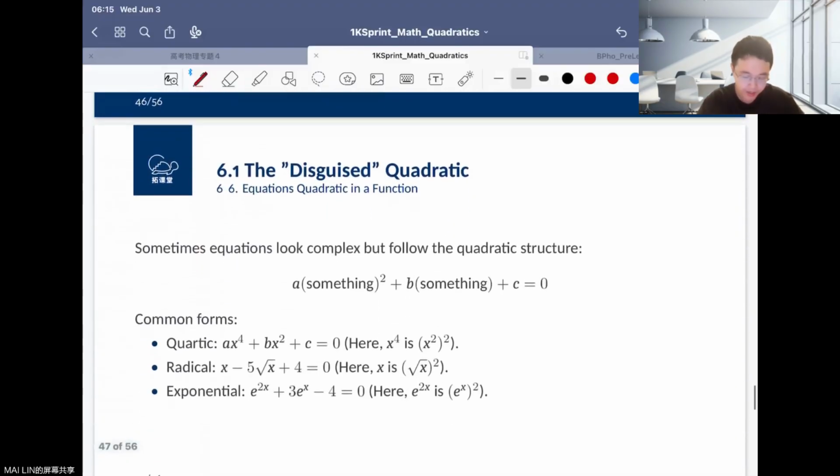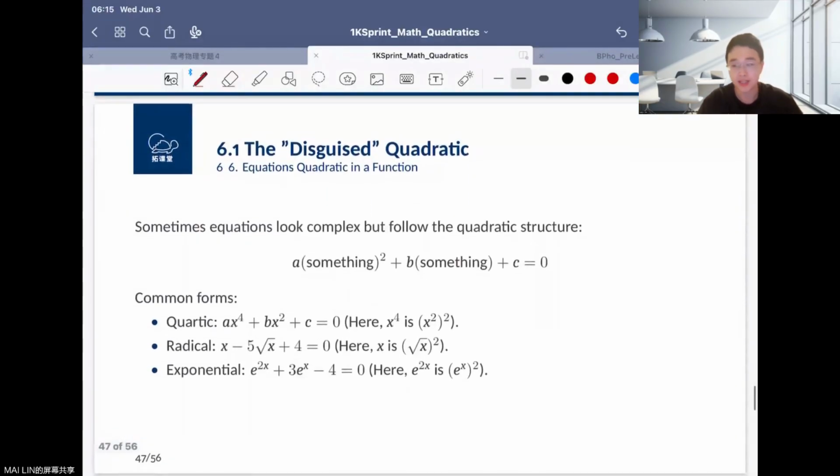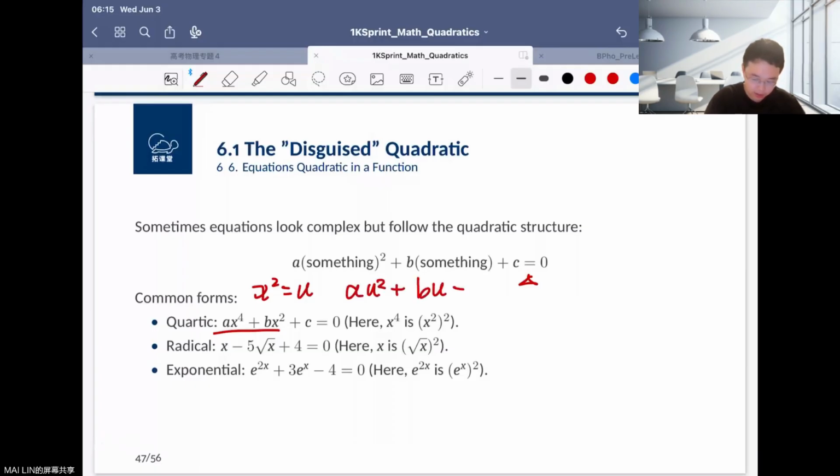So here we can say that when we're trying to make some equations become a quadratic, it can be written as a times something squared, plus b times something, plus c equals 0. For example, the quadratic form a times x to the fourth plus bx squared plus c equals 0. You can consider x squared as a new variable, u. Then we can write it as a times u squared plus b times u plus c equals 0.